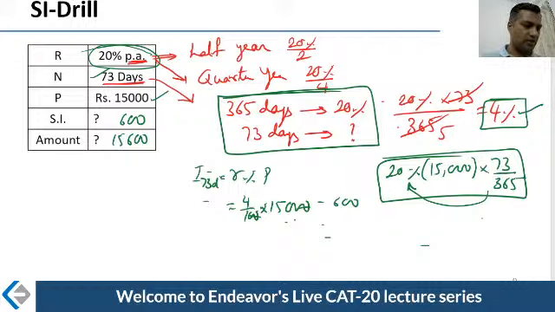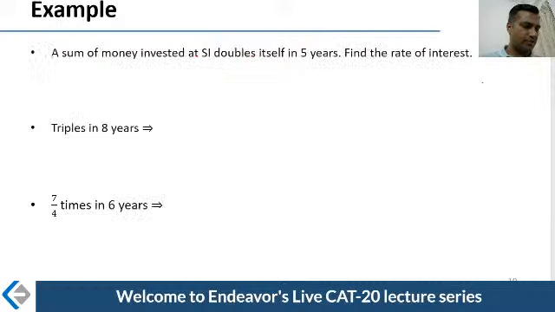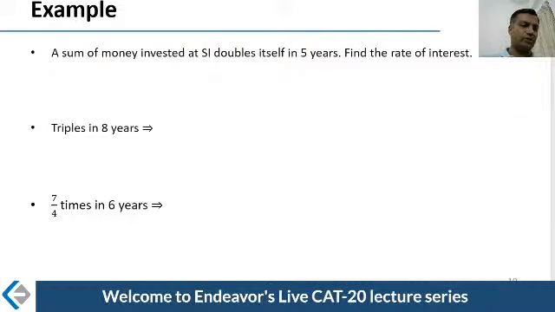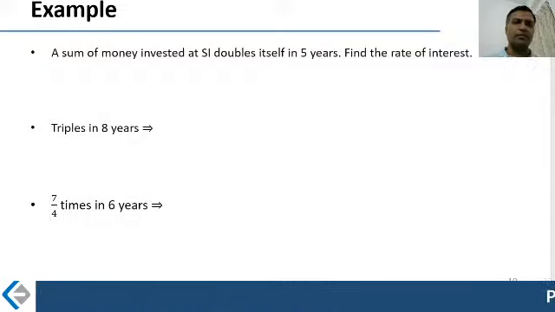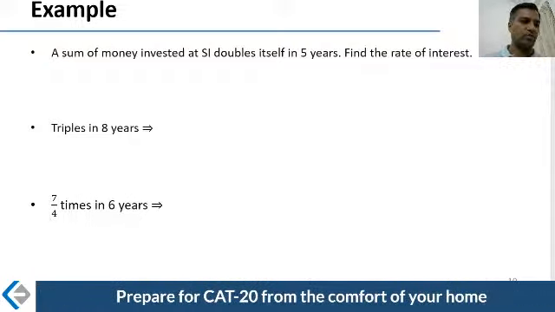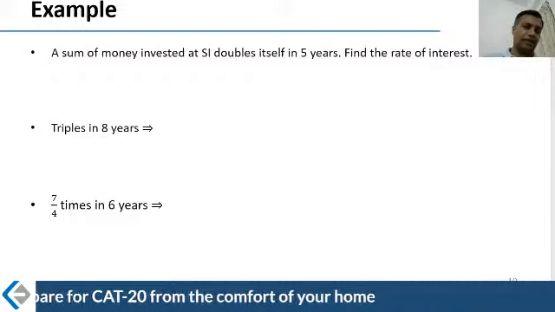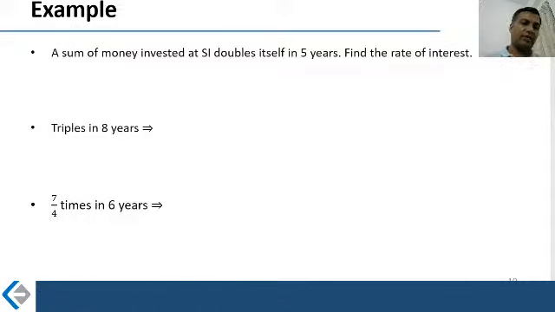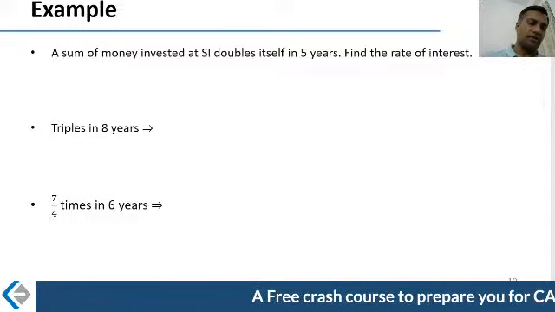Let's move on. The drills are pretty clear and obvious. Another drill before we get on to the word problems. Let's do one more small drill, then we'll get on to the word problems. A sum of money invested at SI doubles itself in 5 years. Find the rate of interest. Now, it doubles itself in 5 years. Amount doubles. How do you write it, guys?